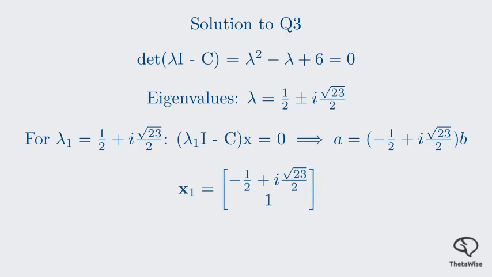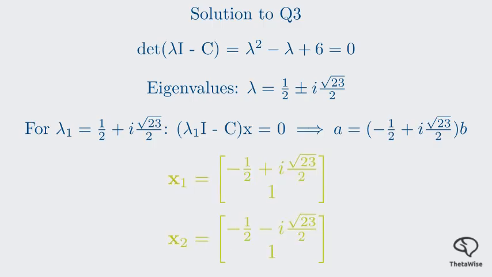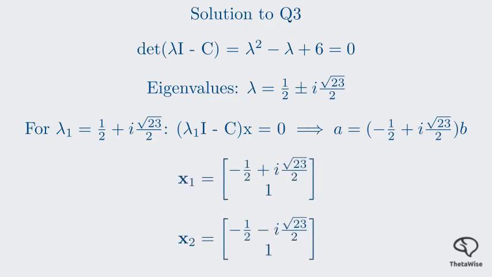For the conjugate eigenvalue, we find the conjugate eigenvector. The eigenvector for the conjugate eigenvalue is (-1/2 minus i root 23 over 2, 1). The key takeaway is that the same process works, just with complex numbers.